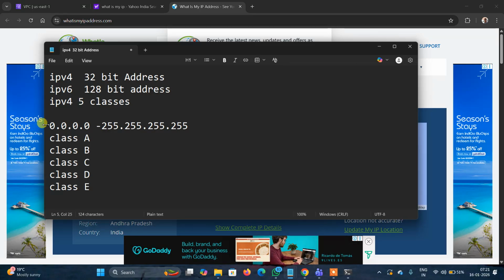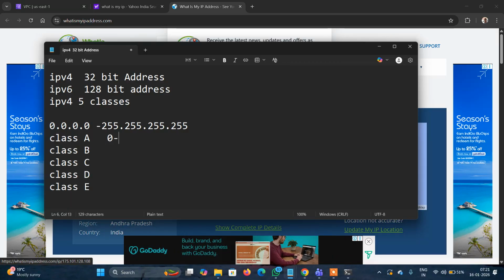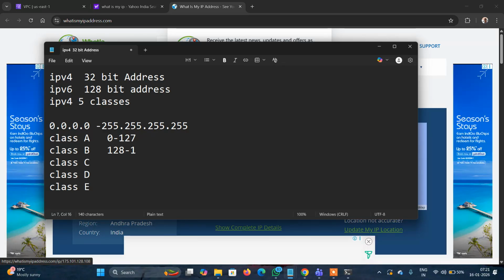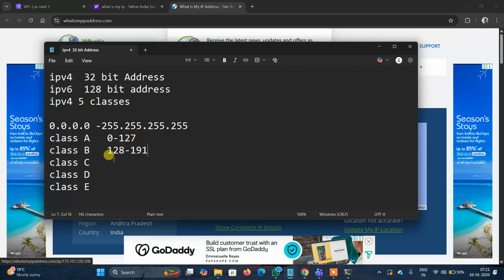What is the IPv4 range? Zero to thirty-two. Okay, in this one, class A starts from 0 and ends with 127. Class B starts with 128 and ends with 191. And class C ends with 223.